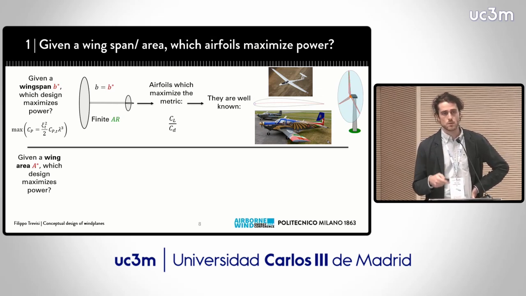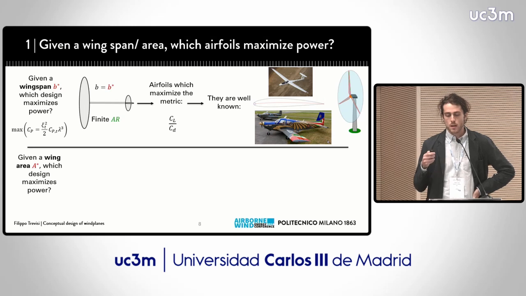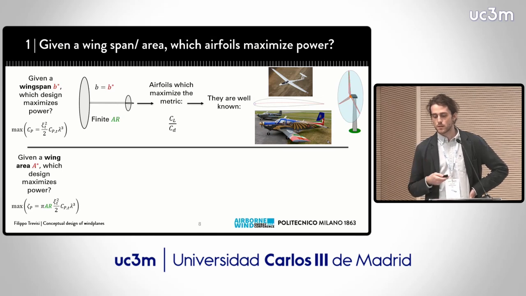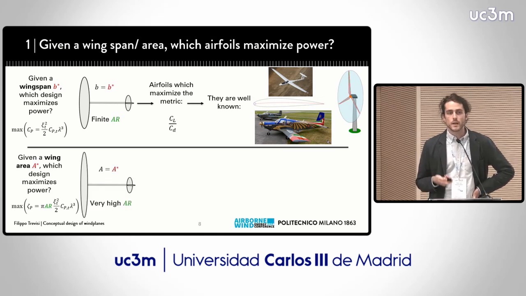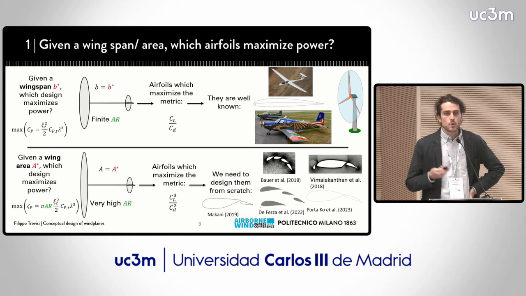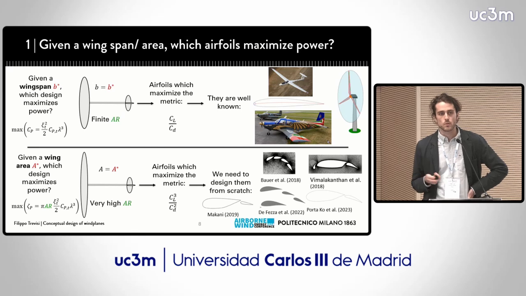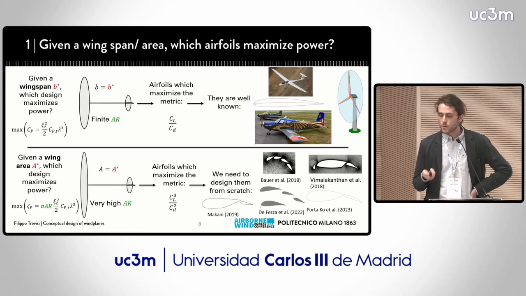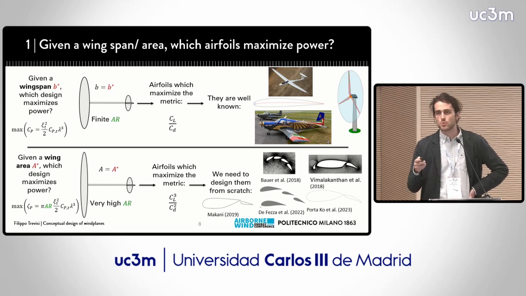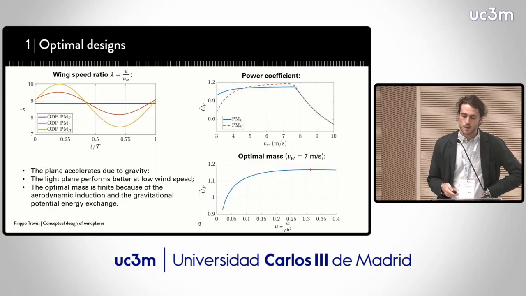Let's go to the second question, the one asked in the literature. Given a wing area, which design maximizes power, which is maximizing the power harvesting factor as it is defined in the literature? This is leading to very high aspect ratio, and also to airfoils which maximize the metric CL cubed over CD squared, which unfortunately is leading to airfoils we don't know how to build. So a lot of effort went into designing those airfoils. So we see how this fundamental research question is leading to really different designs.